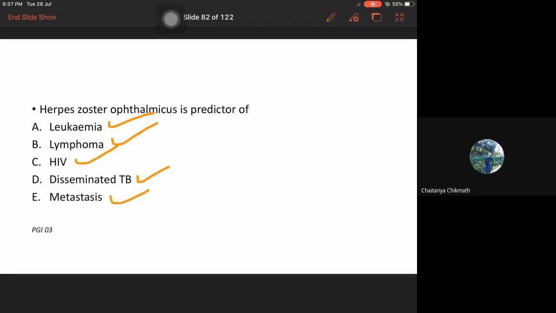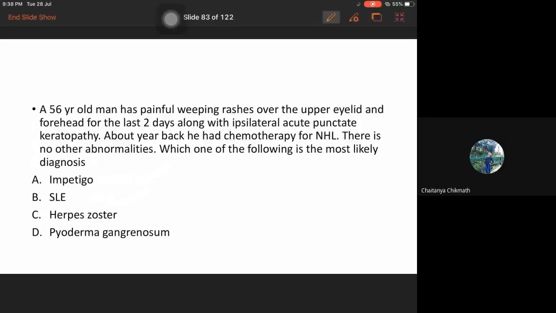Next question. A 56-year-old man has a painful weeping rash over the upper eyelid and forehead for the last 2 days, along with ipsilateral acute punctate keratopathy. About a year back, he had chemotherapy for non-Hodgkin's lymphoma. There is no other abnormality. Which one of the following is the most likely diagnosis?